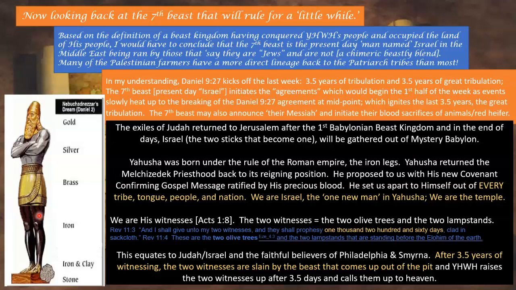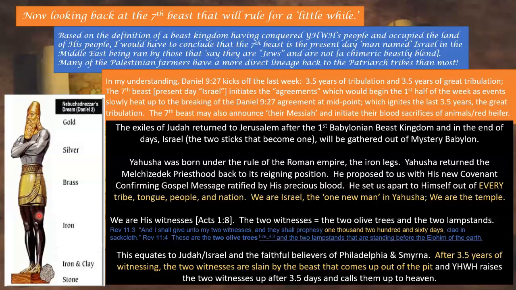So after 3.5 years of witnessing, and this is all in Revelation 11, the two witnesses are slain by the beast that comes up out of the pit. Now we saw that in Revelation 9:11. And Yahweh raises the two witnesses up after 3.5 days. They're laying dead in the street of the city of Jerusalem, and he calls them up to heaven. So we have two witnesses.